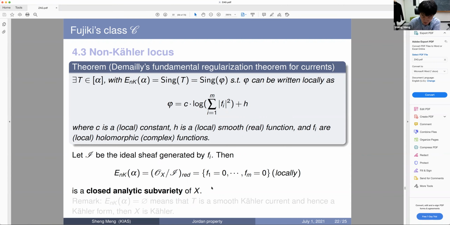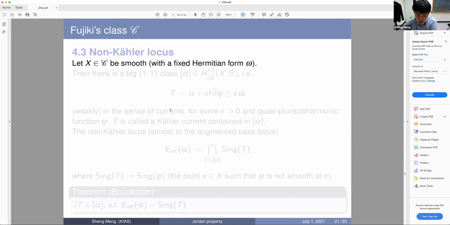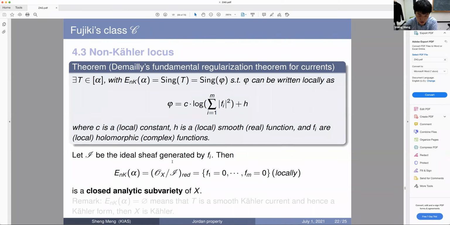I'll come back to the first question. Why is this question difficult? Because in general, to get the Kähler model of our Fujiki class X, our first step is to blow up the ideal sheaf instead of blowing up the reduced locus, the non-Kähler locus over here. First of all, we cannot show this non-Kähler locus is Aut(X)-equivariant. And even if it is Aut(X)-equivariant, we cannot show the blow-up of the ideal sheaf, which has some multiplicities, is Aut(X)-equivariant. So this causes a very big gap here.